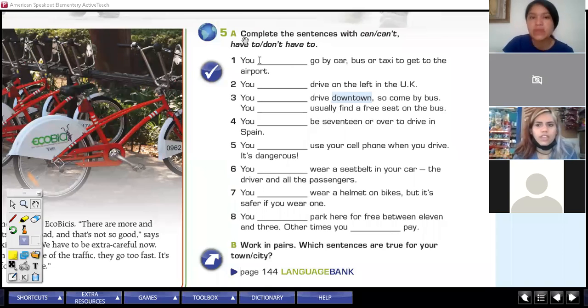You can, right? Because it's an option, so you can do it. Number two, you drive on the left in the UK. Can. Have to. No, but we can only use can or can't.